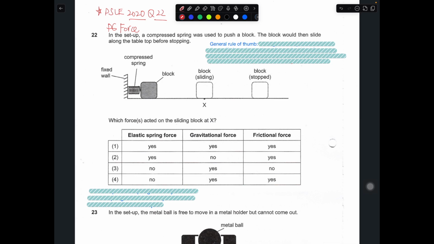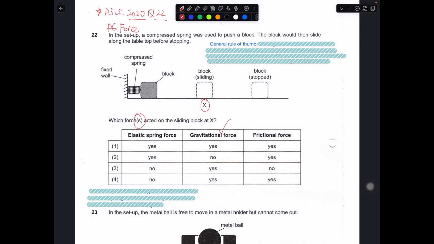Okay, they ask you which forces act on the sliding block at X. Over here, what are the forces that act on X? So let's take a look at them one by one. We go with the easiest. The easiest will be gravitational force.